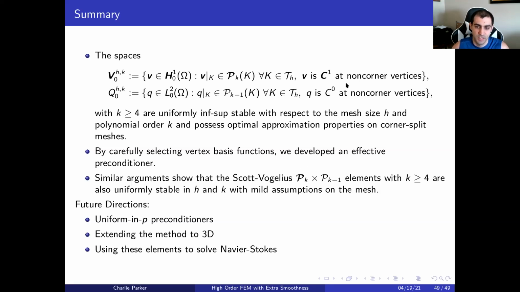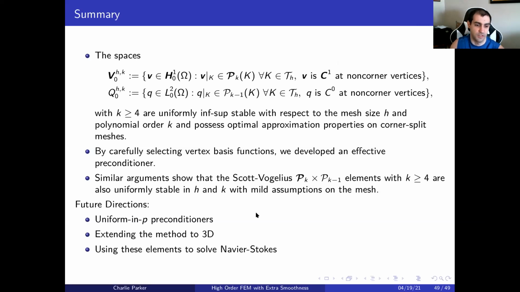And you can argue somewhat similarly, but it's slightly more complicated, for the Scott-Vogelius elements, which would be this velocity space without the C1 condition. Whoops, sorry. So if you have the velocity space without the C1 condition, and then you take its divergence to be the pressure space, this space is also uniformly stable as long as the degree is at least 4. And you also need another mild assumption on the mesh related to this not being too close to corner split, but now it applies at more vertices than just those corners.